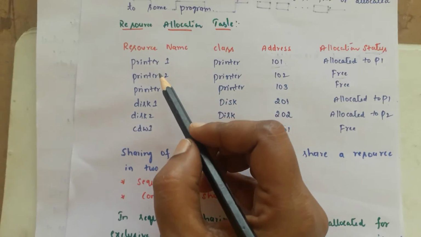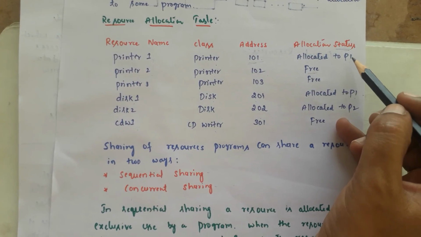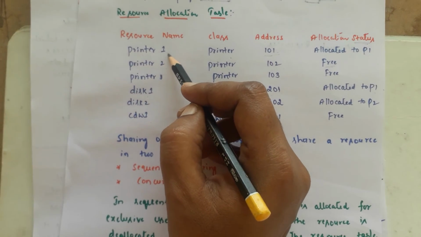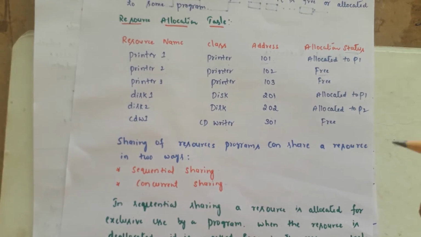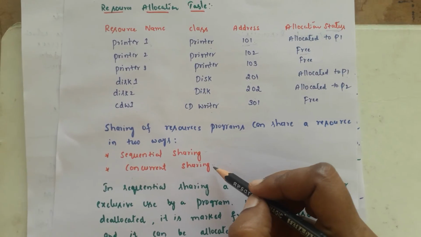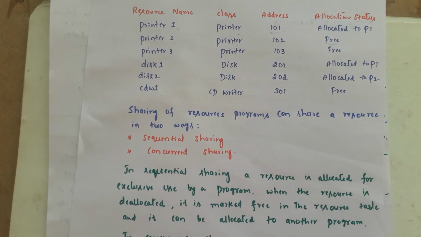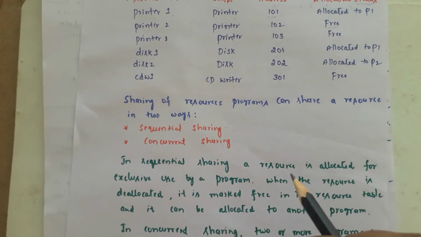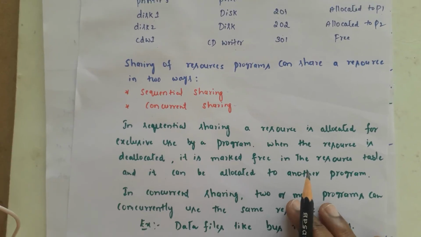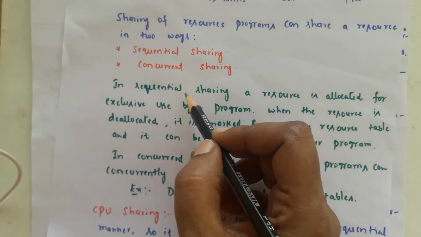For example, you have printer P1. This printer P1 will be accessed by program P1 and program P2 simultaneously. If more than one program is using the same resource simultaneously, then it is called concurrent sharing. If you are using one at a time, that is, once you allocate and wait for the function to be done, and after it is done you deallocate and give it to some other program, that is called sequential sharing.